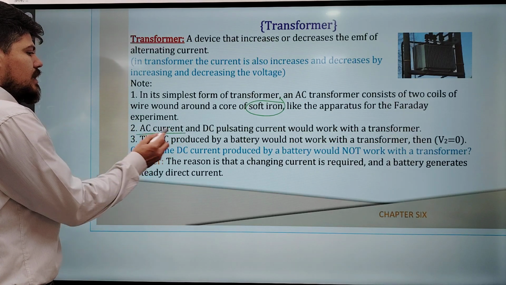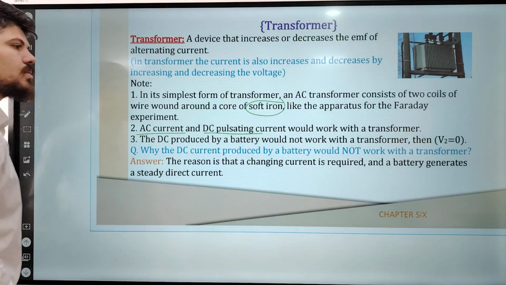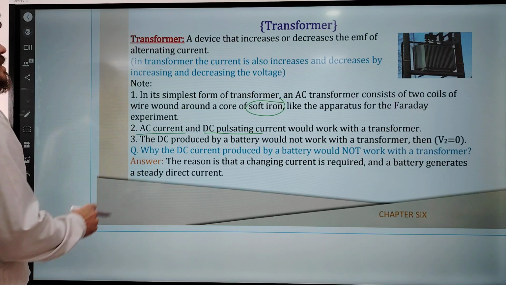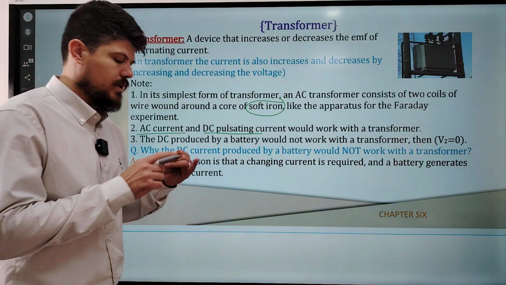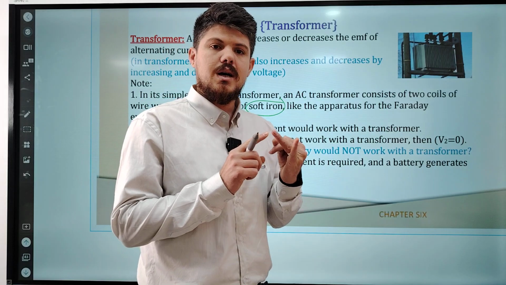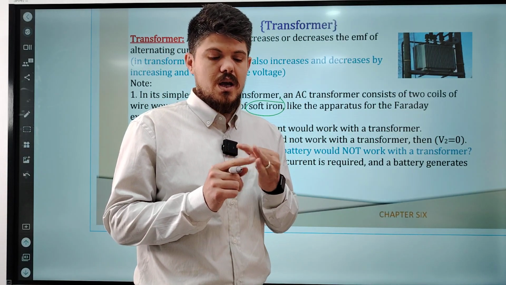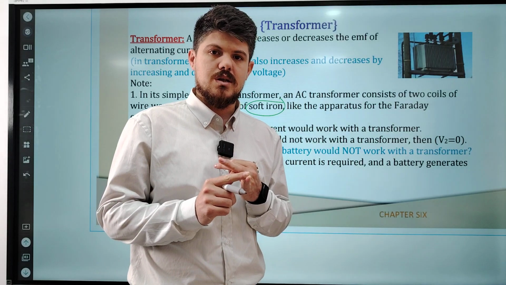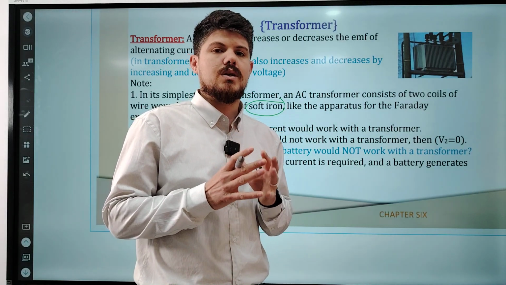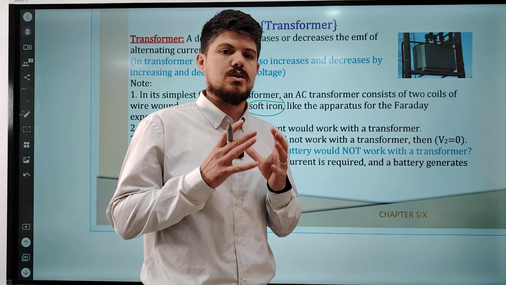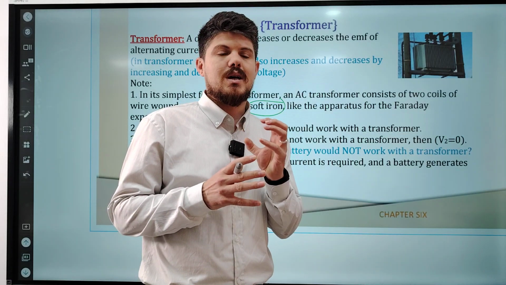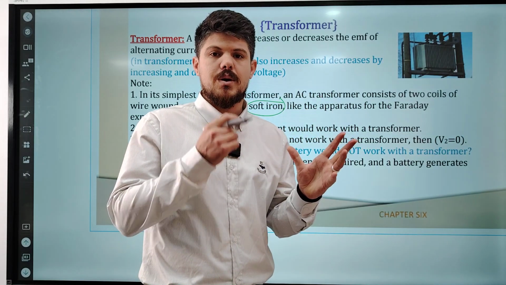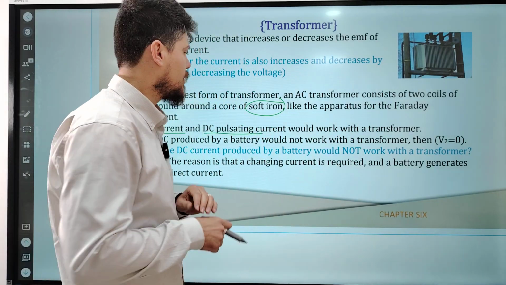AC current and DC pulsating current would work with a transformer. It means that the transformer can work only with AC current and DC pulsating current. Why? Because in both types of current, the magnitude of the current changes. But when the magnitude of the current does not change and its direction does not change, there is no change in magnetic flux in the primary coil and in the secondary coil.